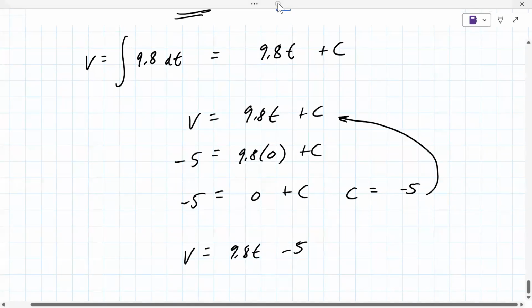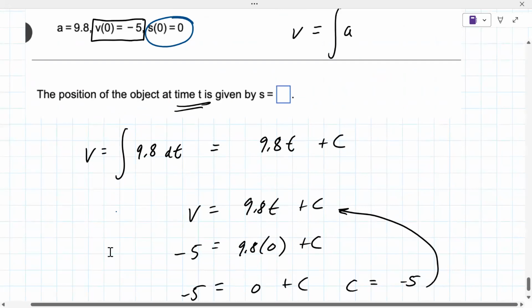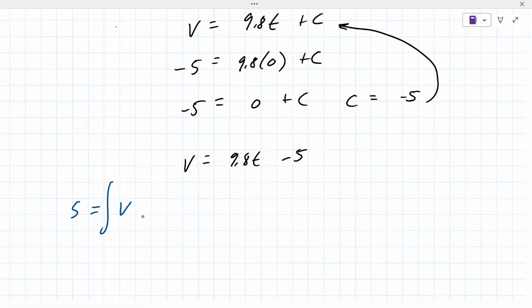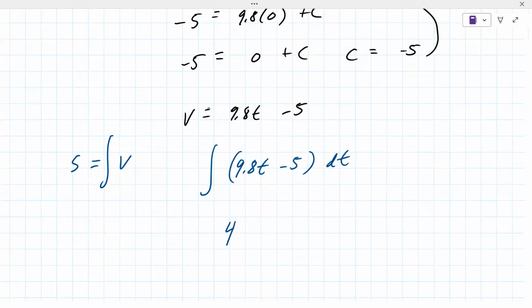You're feeling great, but you're only halfway there. So the next thing here is to find position. Position is the integral of velocity. So you have to do the integral of 9.8t minus 5 dt. I'm switching colors here just so you can see the transition from velocity to position. And just like before, it's power rule. It ends up being 4.9t squared minus 5t plus c.